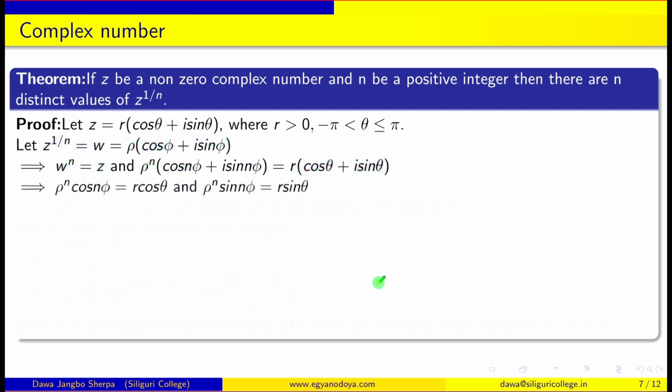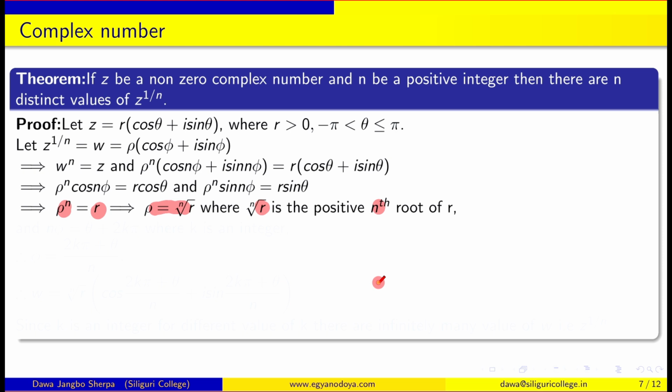Now comparing these two, we'll get rho to the power n cos n phi is equal to r cos theta, and rho to the power n sin n phi is equal to r sin theta, comparing real part and imaginary part. Now rho to the power n is equal to r, so rho is equal to the nth root of r, where the nth root of r is the positive nth root of r, because r is always greater than 0. Here it is mentioned, r is greater than 0.